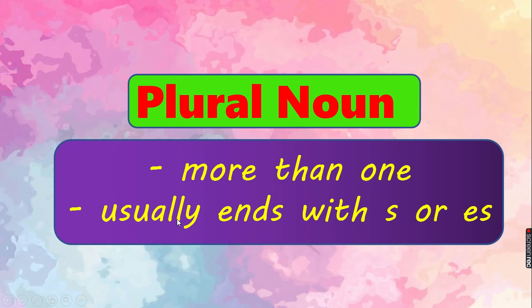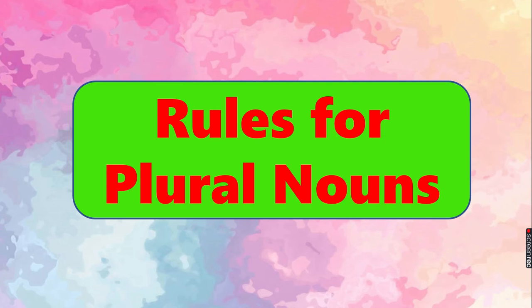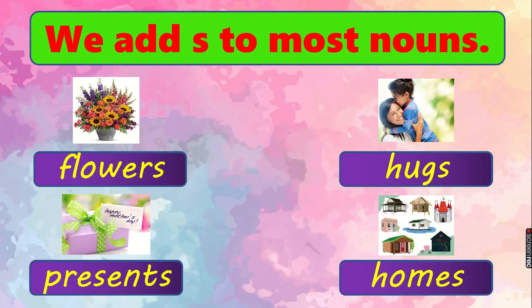The reason why I say usually is because it's not all the time. In some cases, plural nouns don't end with S or ES. Let's review those rules quickly. Rules for plural nouns. First one, we add S to most nouns. Yes, we all know that. Such as flower, flowers, hug, hugs, present, presents, home, homes. Those are for most of the plural nouns.